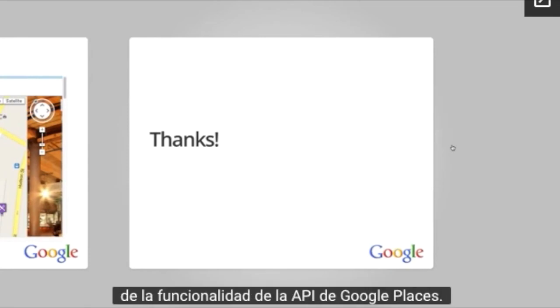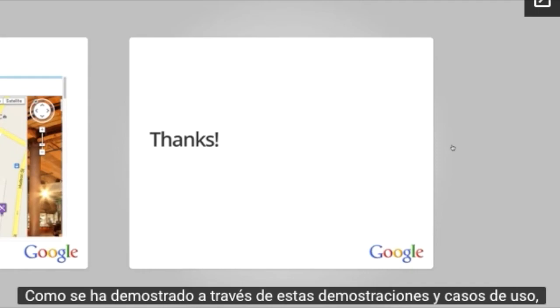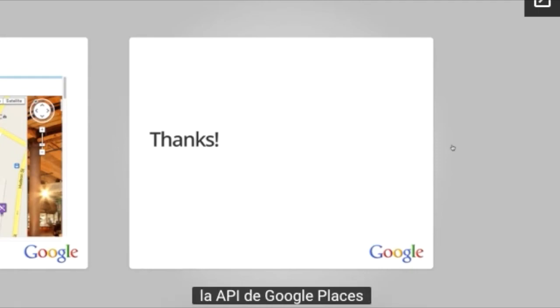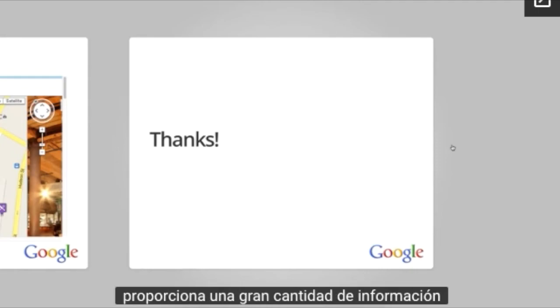This concludes the overview of the Google Places API functionality. As was demonstrated through these demos and use cases, the Google Places API provides a wealth of information about points of interest and places that can be leveraged and incorporated into your own applications, providing your end users with a beautiful, fun, and powerful experience.